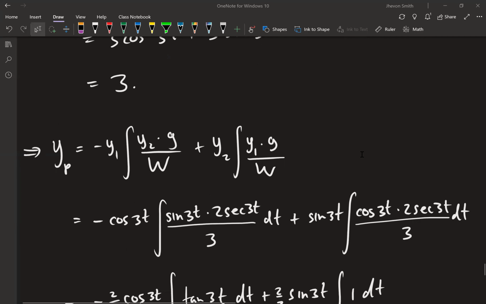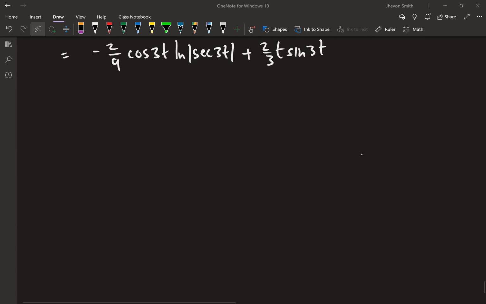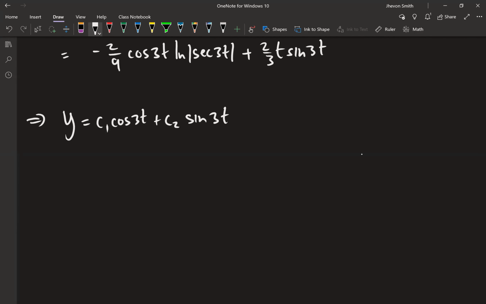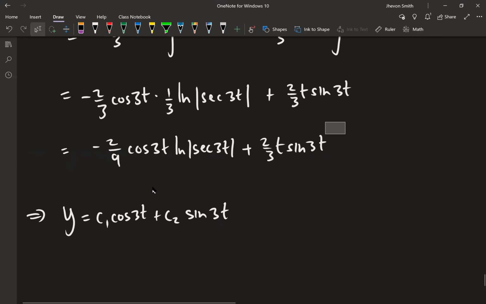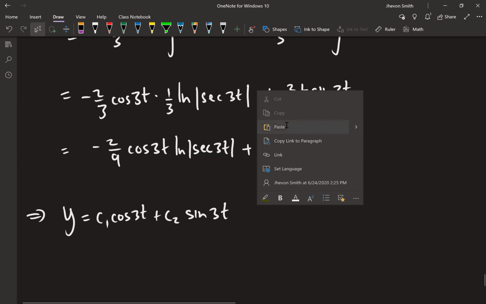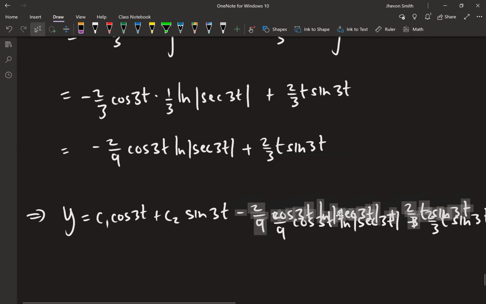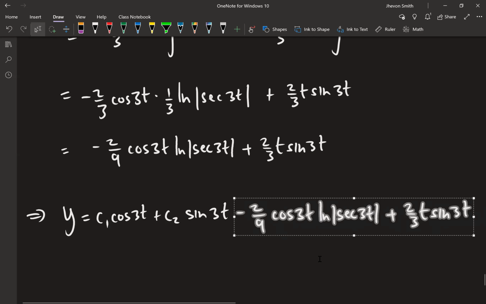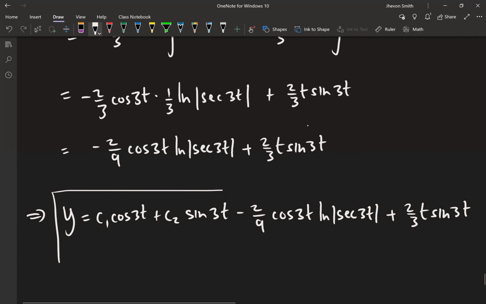Now I just go and I plug these guys in. So this means the general solution is going to be C1 cosine 3t plus C2 sine 3t. And then I literally just copy this guy. And that is going to be the full answer. That is the general solution.